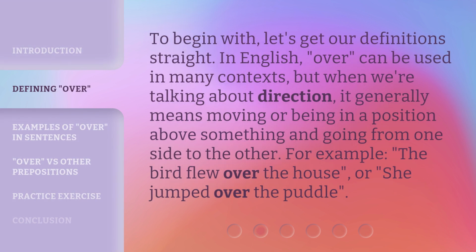To begin with, let's get our definitions straight. In English, over can be used in many contexts, but when we're talking about direction, it generally means moving or being in a position above something and going from one side to the other. For example, the bird flew over the house, or she jumped over the puddle.